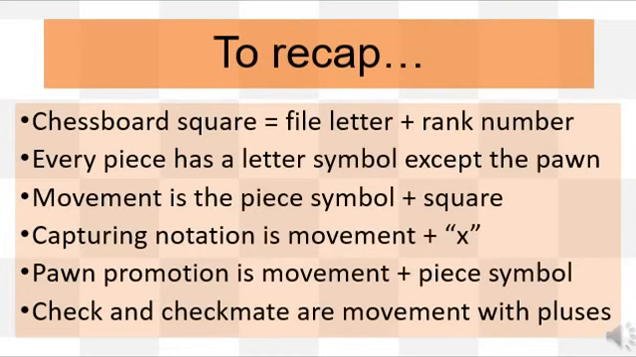Just a brief recap on everything you've learned during this video. Remember, every chessboard square is identified by its file letter and its rank number. Every chess piece has a letter symbol except for the pawn, which is identified instead by the letter of its file. The movement is the piece symbol and the square it's traveling to. Capturing notation is the same as the movement notation, but with an x between. Pawn promotion is the movement and the piece symbol at the very end to show what it is promoting into. And then check and checkmate are the same as the movement notation, but with pluses to notify the king is in danger.